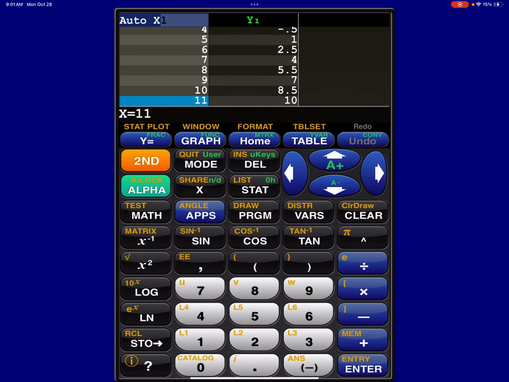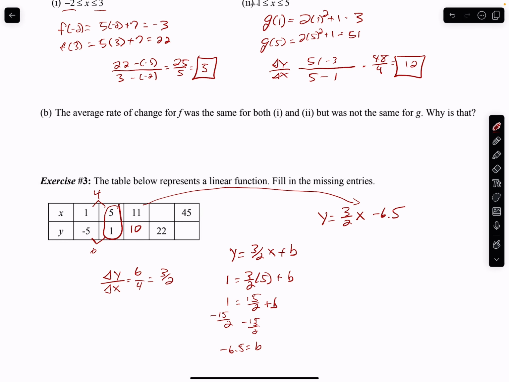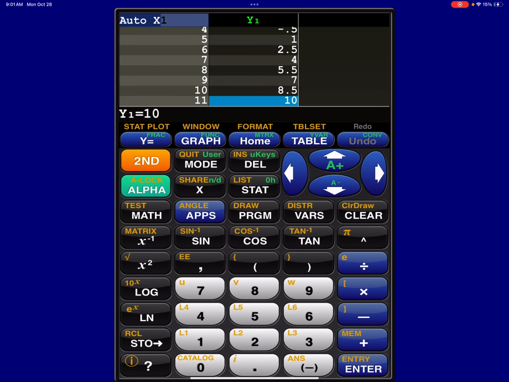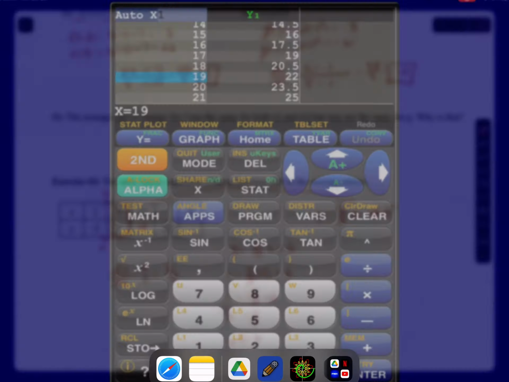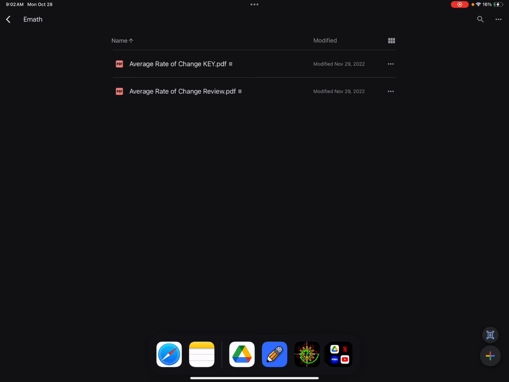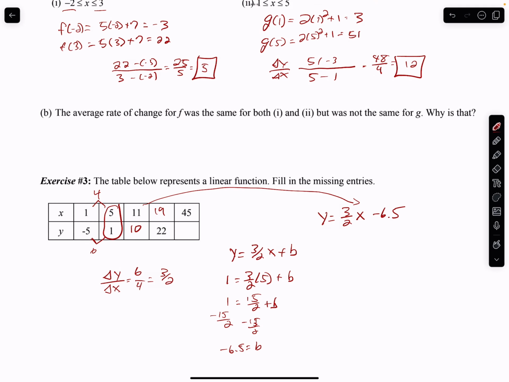So if I go up to 11 here, I'm going to get 10 as my y value, right? So 10 would work here. Now, if I'm going to find out where y equals 22, I just go, oh, there it is, when x is 19. So then I'll just put 19 in right here. And then when x is 45, we're just going to go all the way down to 45 for our output here, and then you're going to get 61 as our y value. Okay? All right, y'all. Hope this helps.